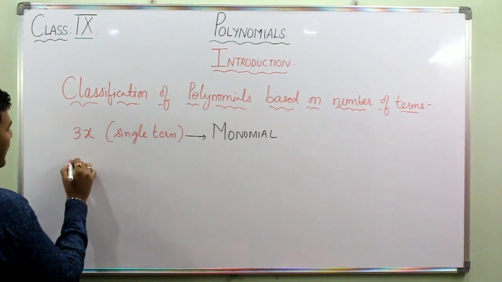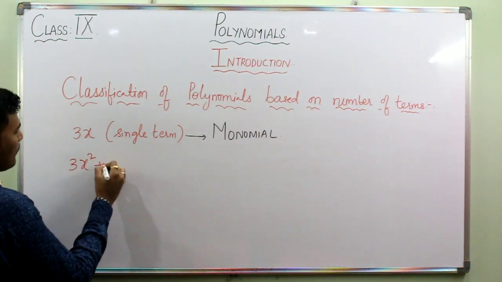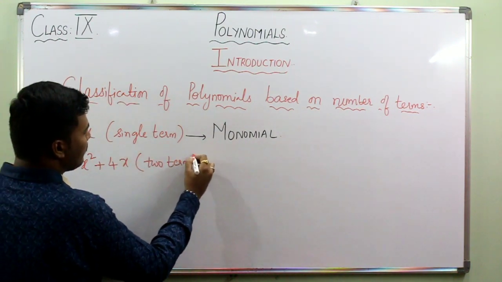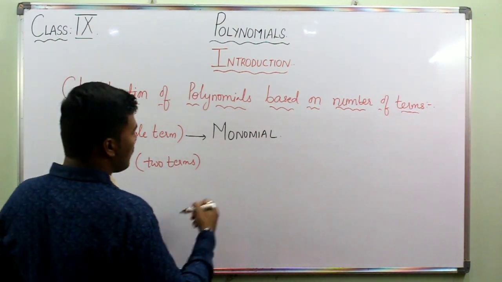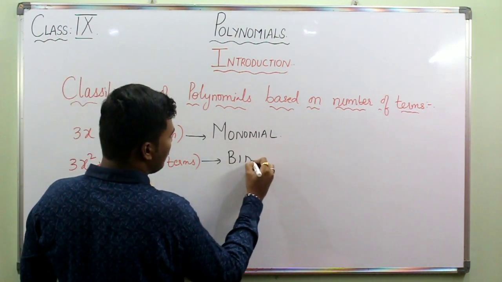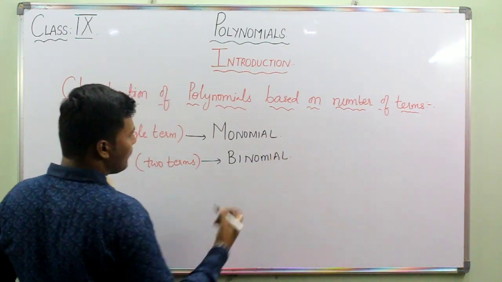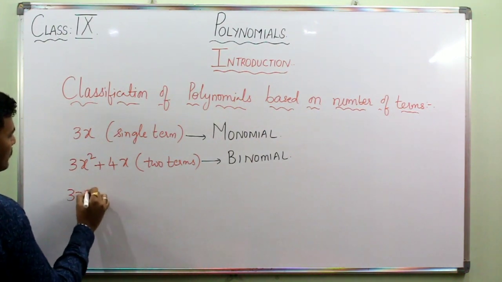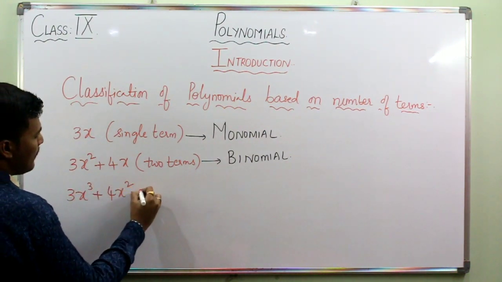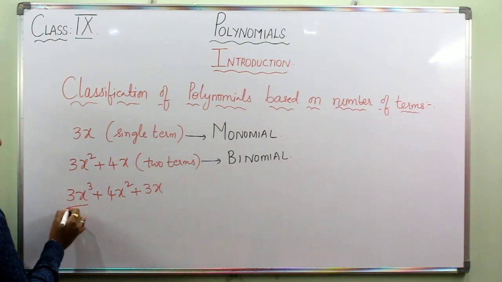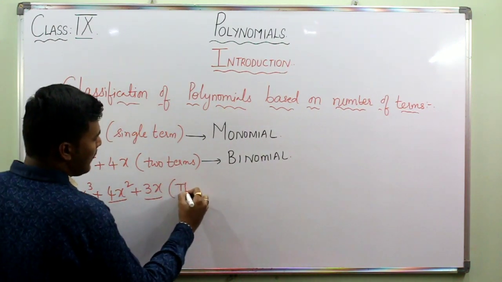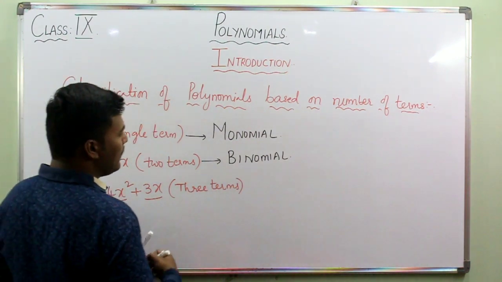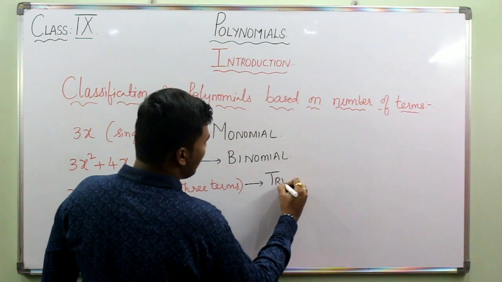The next one is binomial. If I have 3x square plus 4x, how many terms do I have here? 2 terms. If a polynomial has 2 terms, then it is called a binomial. And suppose I have one more, 3x cube plus 4x square plus 3x. Here I can see 1 term, 2 terms, 3 terms. Hence I have 3 terms. If I have 3 terms in a polynomial, then it is called a trinomial.